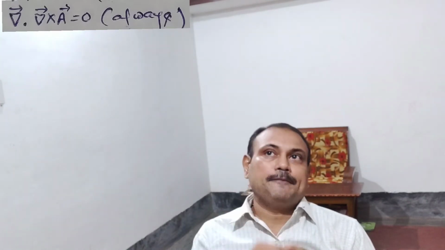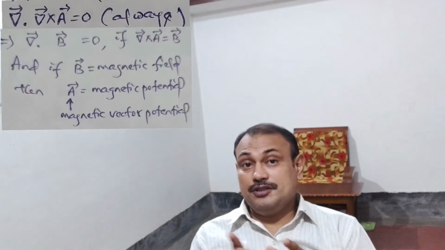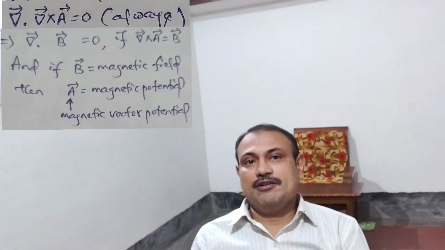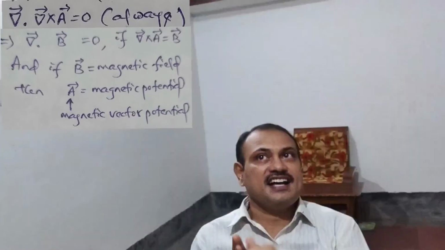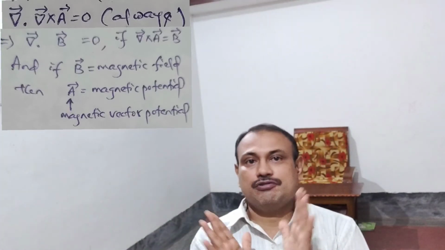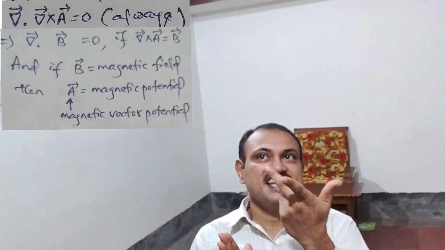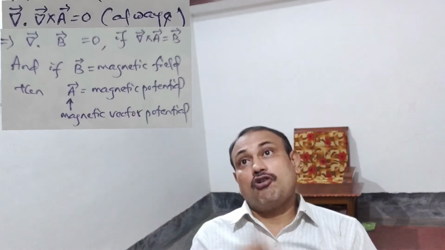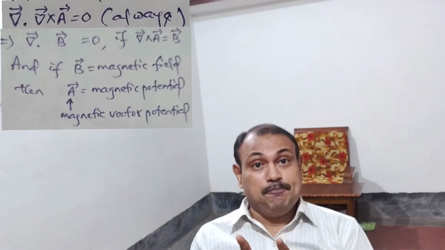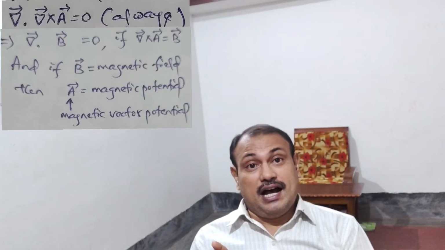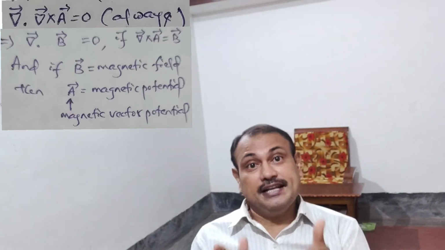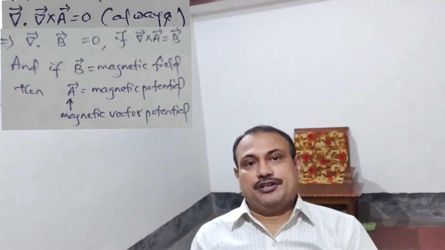If you see this one, that means the curl of A, which is also a vector quantity, you can write it as another vector, let us say B vector. So therefore the divergence of curl A, which is equal to 0, can always be written as divergence of B vector equal to 0. That means B is always expressible in the form of curl of A, where you get B by differentiating the A vector in a curl manner.